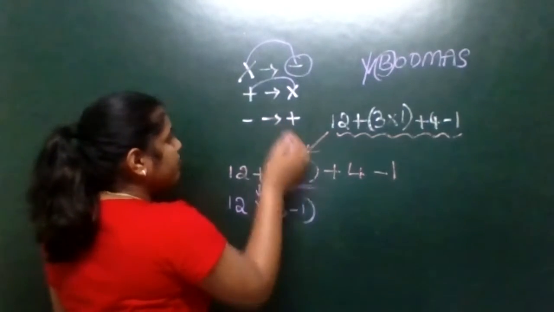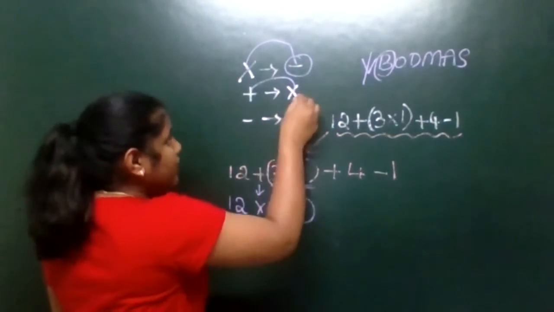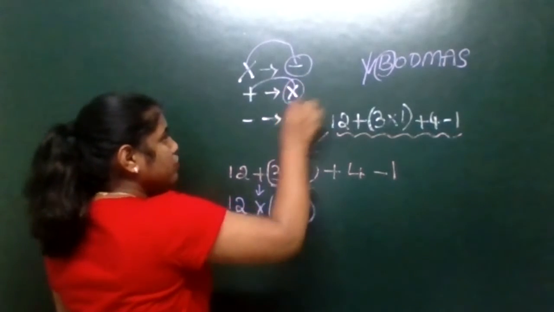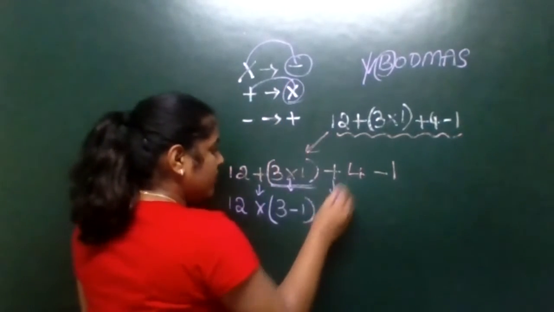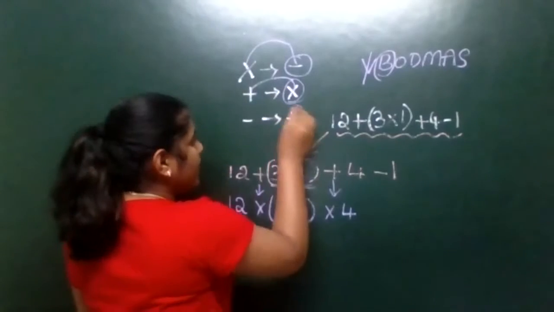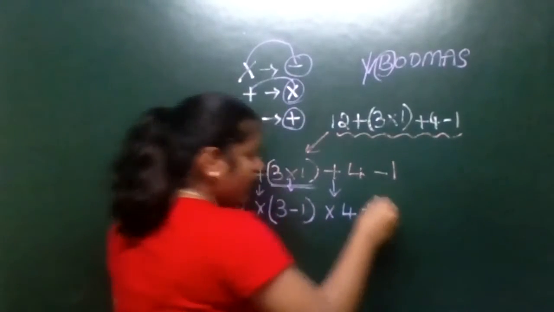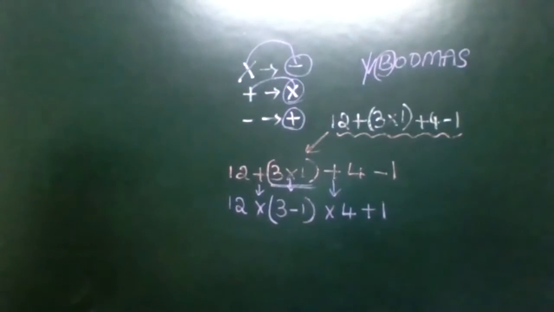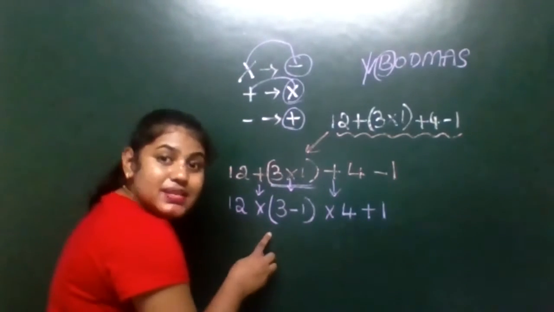And in the place of plus, again I have to write into. So in the place of right, I have to write into plus 4. In the place of minus, I have to write plus 1. So what is my second step? My second step is to substitute the signs. Okay.